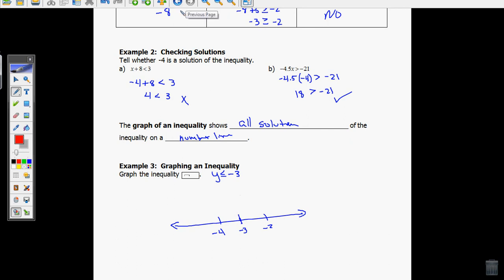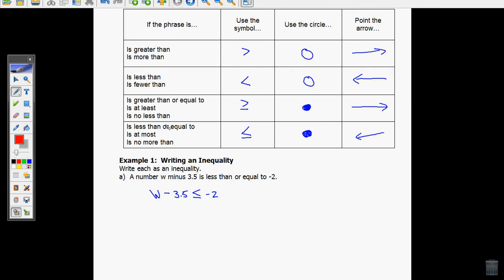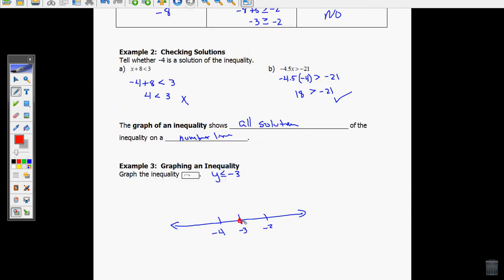Now, when I want to graph the actual solutions, all solutions of this inequality, I need to kind of go back to my chart. I'm looking at y as less than or equal to negative 3, which means less than or equal to, I'm going to do a closed dot, and it's going to point to the left. I'm going to do a closed dot on negative 3, and it's going to point to the left. So everything that is a solution, this goes on forever, everything that's a solution is going to be colored in. So a number like negative 2 is not a solution. A number like negative 4 is a solution. A number like negative 3.2 is a solution. A number like negative 2.7 is not a solution.